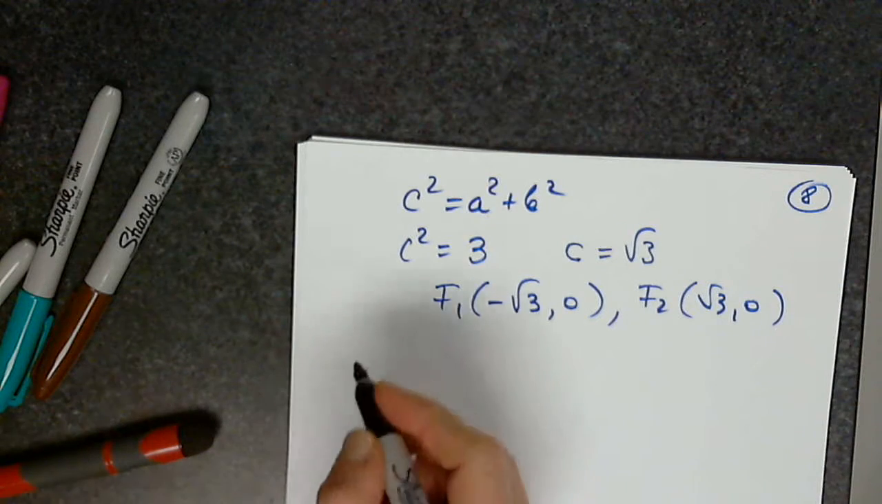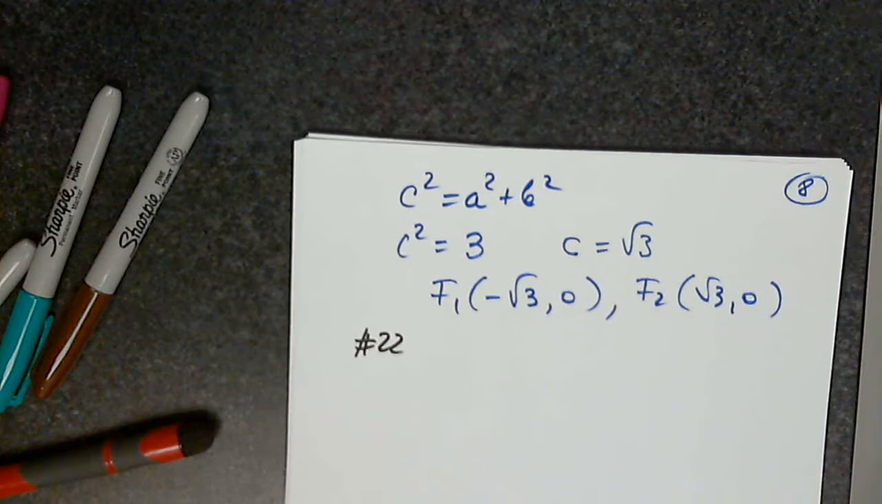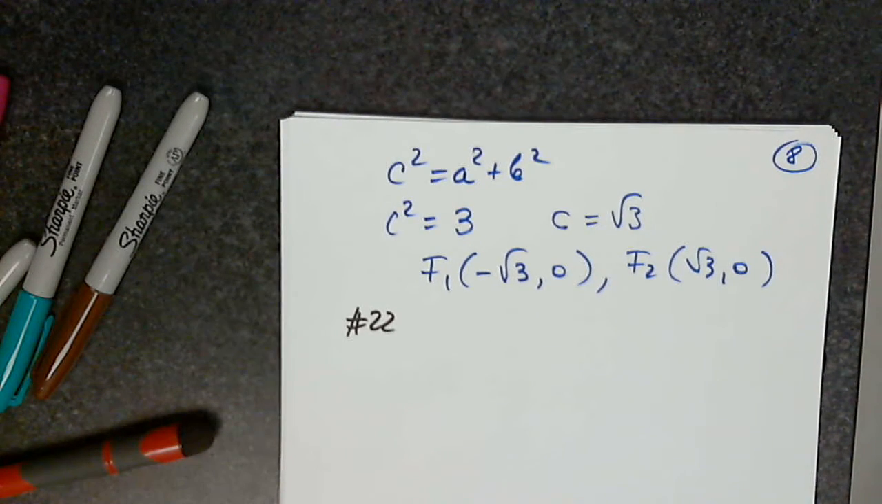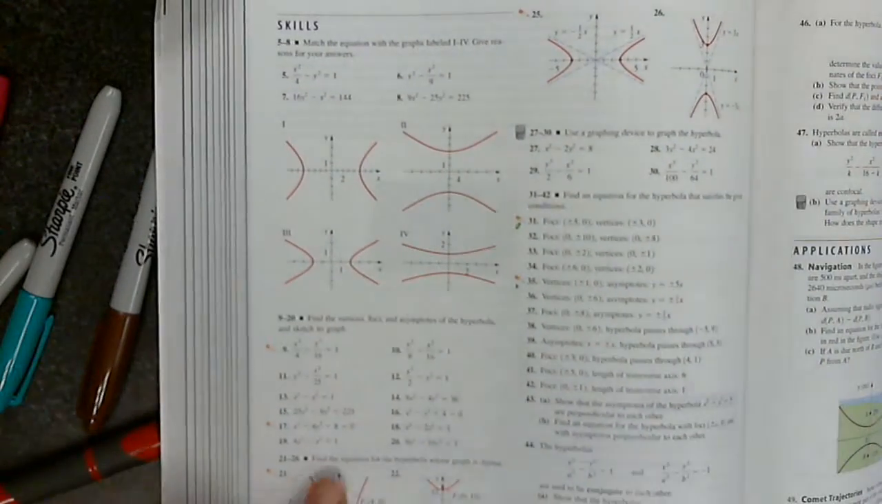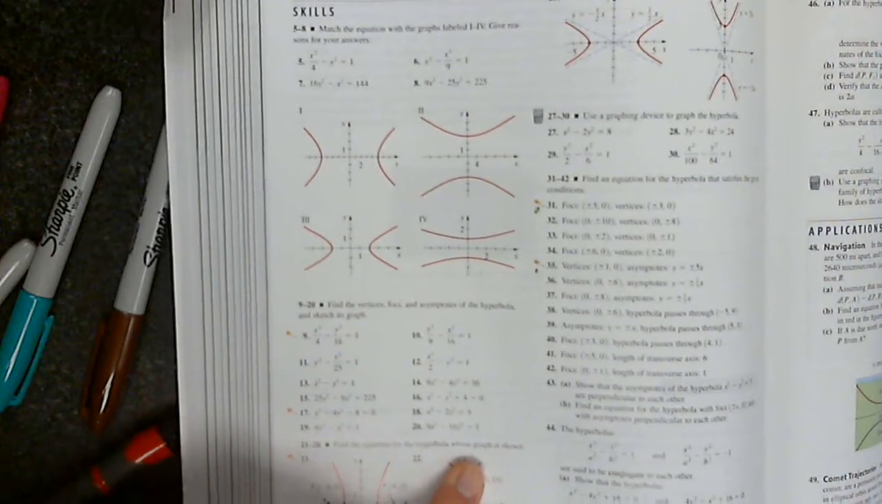Okay, I'll choose 22. So the graph in 22, we are given a graph of a hyperbola. Find the equation for the hyperbola whose graph is shown. So let's copy what we have.